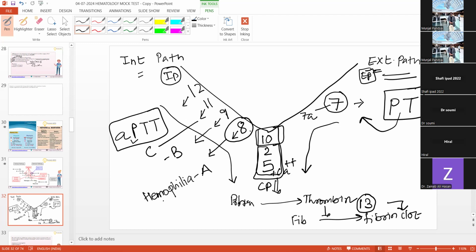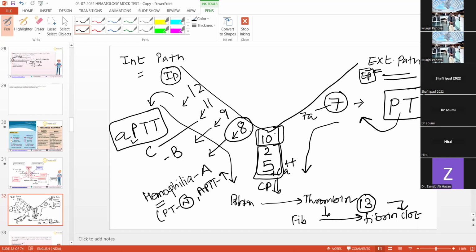So if a hemophilia patient comes to you and they ask what abnormalities hemophilia A will have, what happens to PT and APTT? PT is normal. Why? Because factor 8 is in the intrinsic pathway, not in the extrinsic pathway. Intrinsic pathway is monitored with APTT. So PT is normal, APTT will be high. Same thing with factor 9, 11, 12.